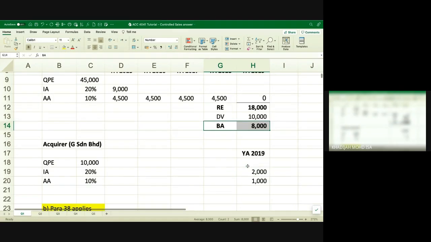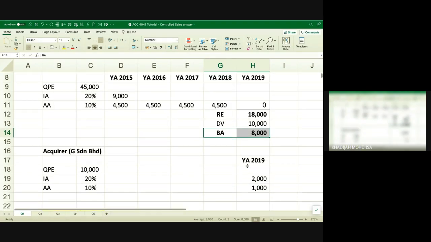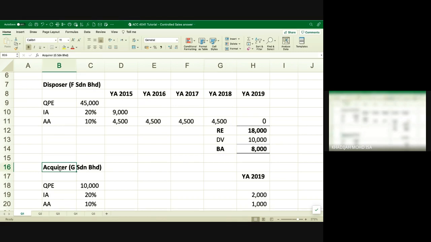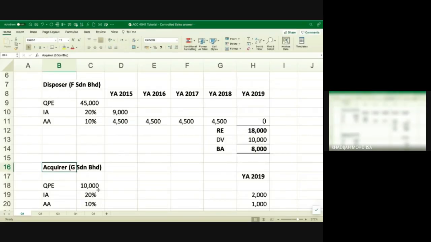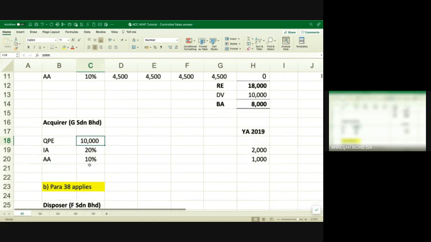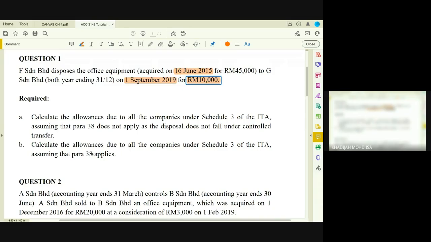Right. When it comes to the acquirer, acquirer disposal F, remember this is a third party. The acquirer, in this case G Sdn Bhd, acquired the asset for 10,000. So to the acquirer, 10,000 ringgit is the qualifying expenditure. So for G Sdn Bhd, he will claim initial allowance and annual allowance based on the QPE, which is the 10,000 ringgit. Yeah. So the 10,000 ringgit, IA is 20% and AA is 10%, and start claim in the YA 2019. Why 2019? Because acquired on 1st September 2019.